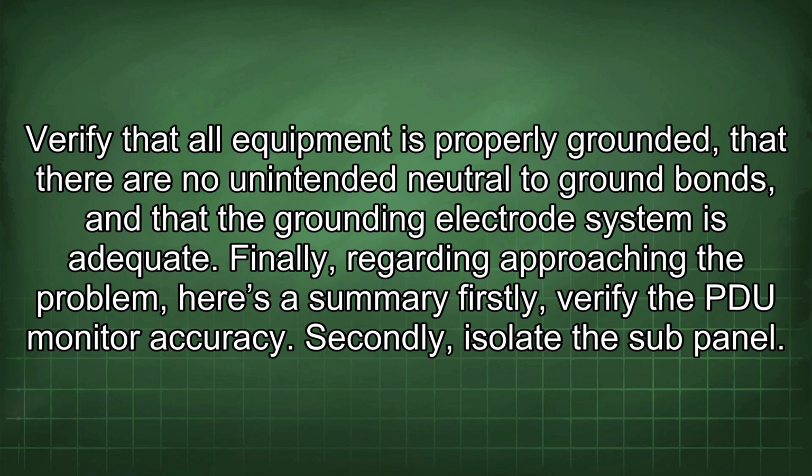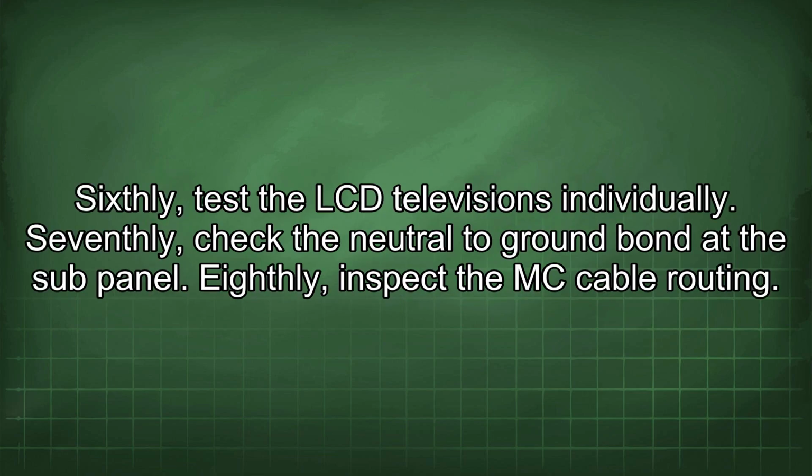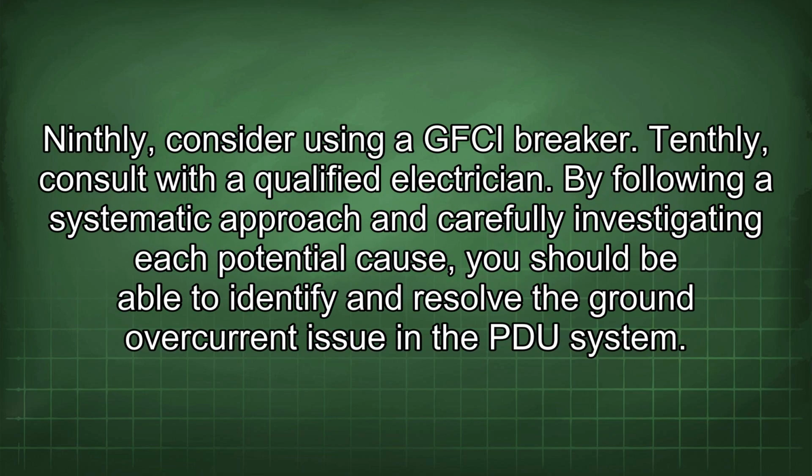Firstly, verify the PDU monitor accuracy. Secondly, isolate the subpanel. Thirdly, measure the ground current at the subpanel. Fourthly, disconnect the branch circuits one by one. Fifthly, inspect the wiring of the affected circuits. Sixthly, test the LCD televisions individually. Seventhly, check the neutral to ground bond at the subpanel. Eighthly, inspect the MC cable routing. Ninthly, consider using a GFCI breaker. Tenthly, consult with a qualified electrician.